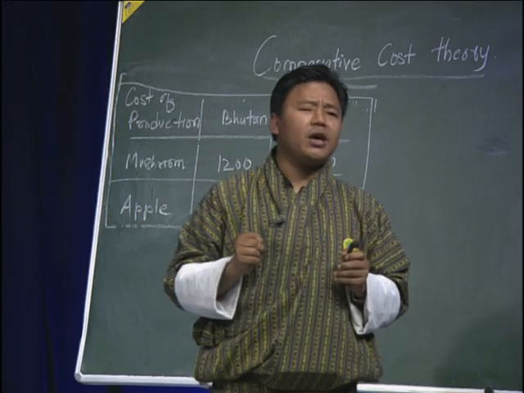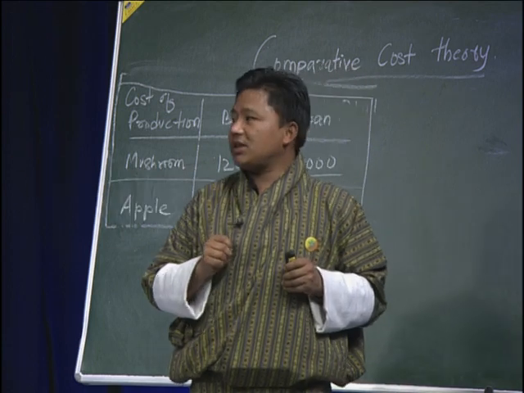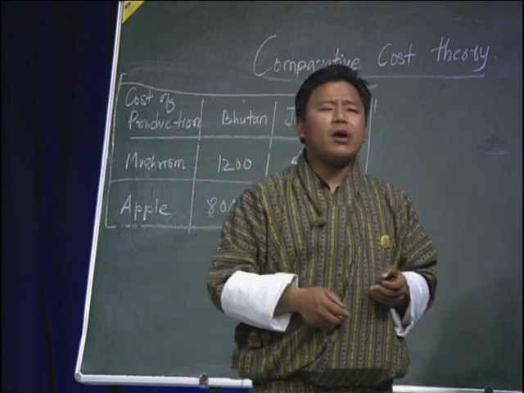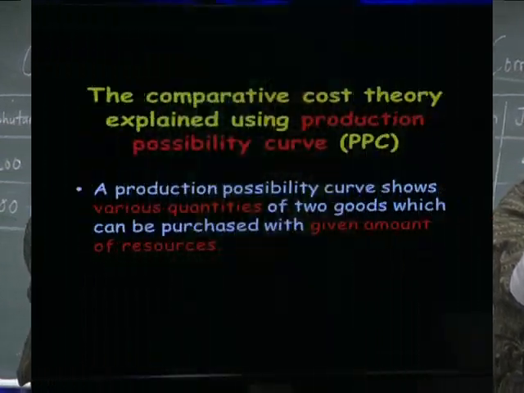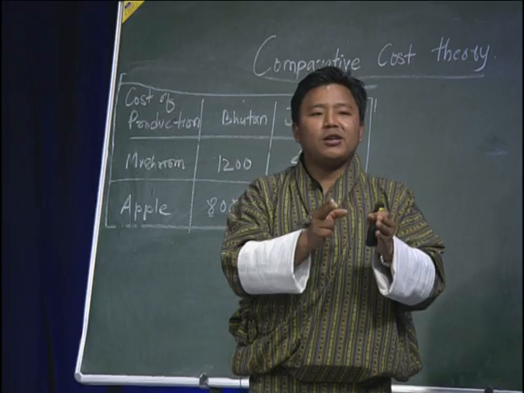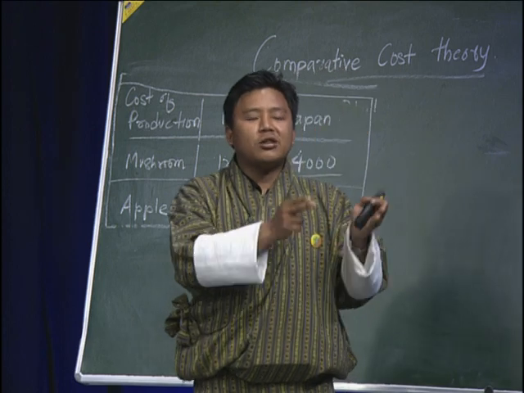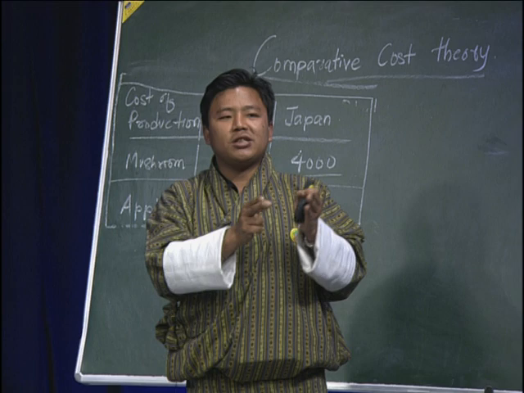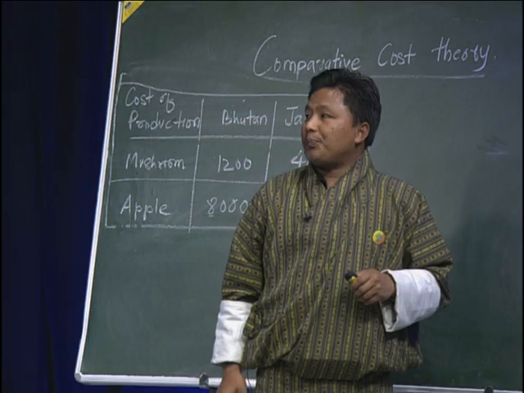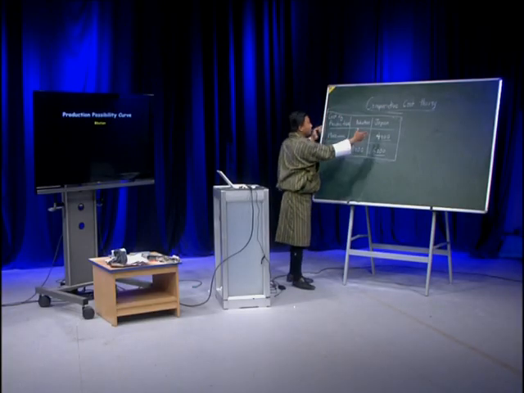Now what is meant by production possibility curve? A production possibility curve shows various combinations of two goods which can be produced with the given available resources. Now let us use a production possibility curve to explain the opportunity cost that we have calculated and to show the comparative cost advantage and comparative cost theory. So let us draw the production possibility curve for Bhutan and let us use this data.